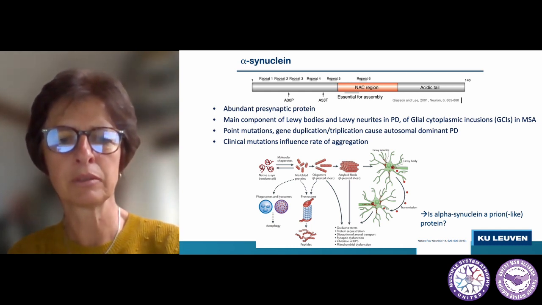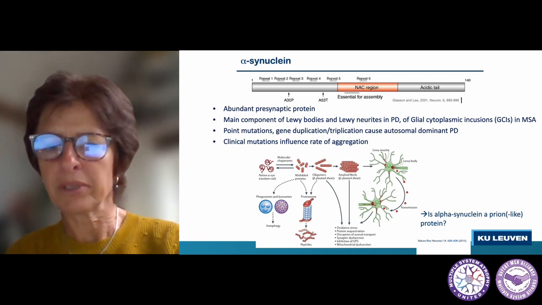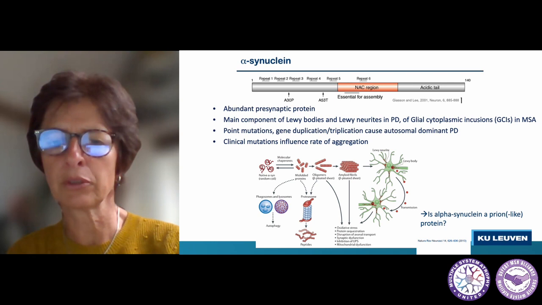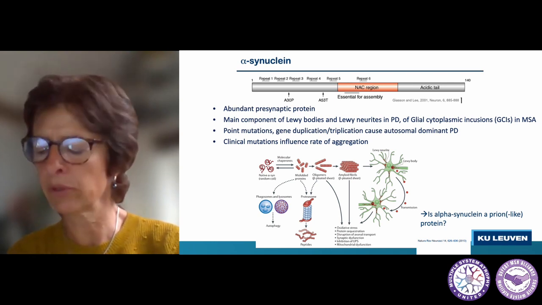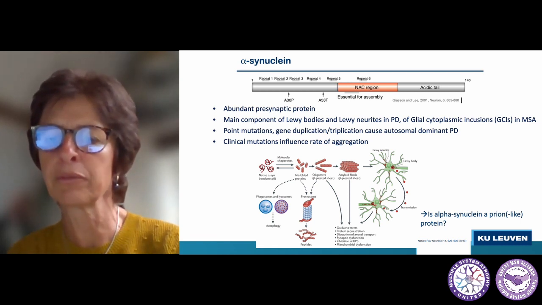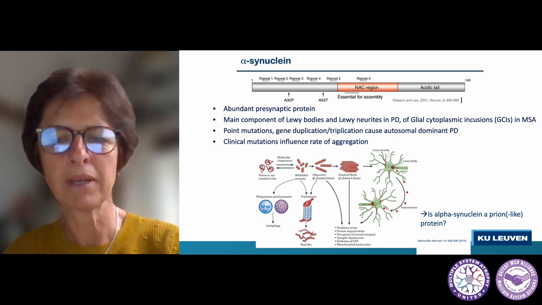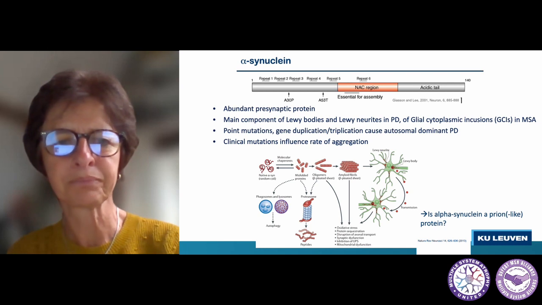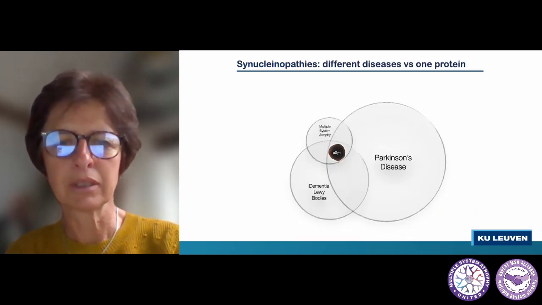What has also been shown more recently is that the protein can even travel from one neuron to another neuron. So it's kind of transmitted from neuron to neuron. This actually reminds of a behavior that was known before from prions. So one of the questions is whether alpha-synuclein might also behave as a prion-like protein.